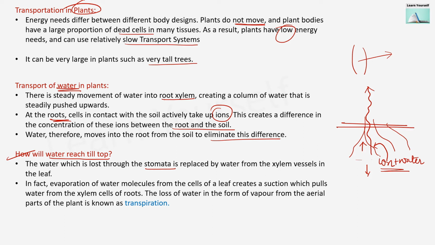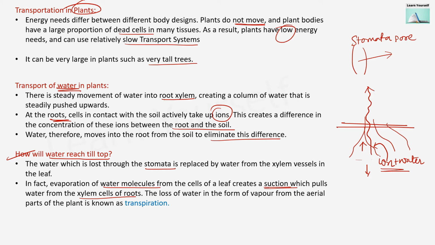In fact, evaporation of water molecules from cells of the leaf creates suction which pulls the water from the xylem cells of the roots. So this pull, the transpiration pull, has happened because through the stomata pores this water has been lost, and this has been lost because of transpiration.